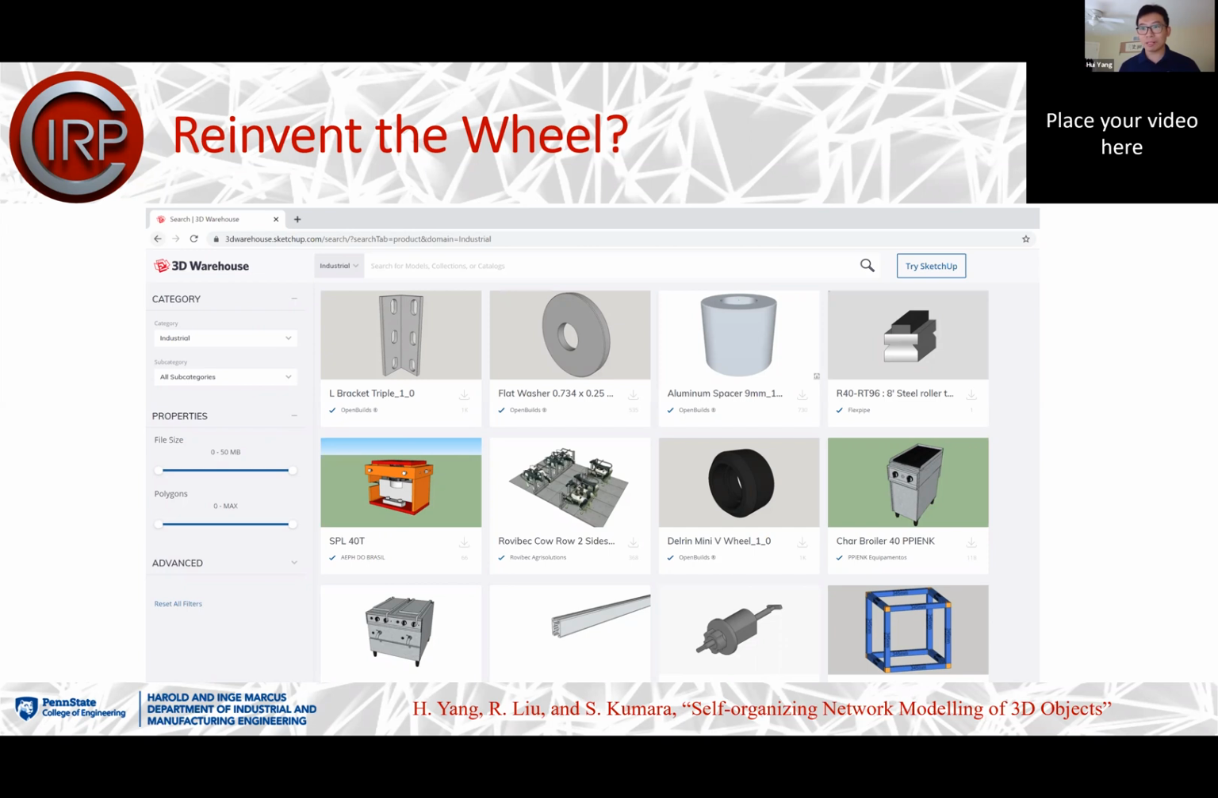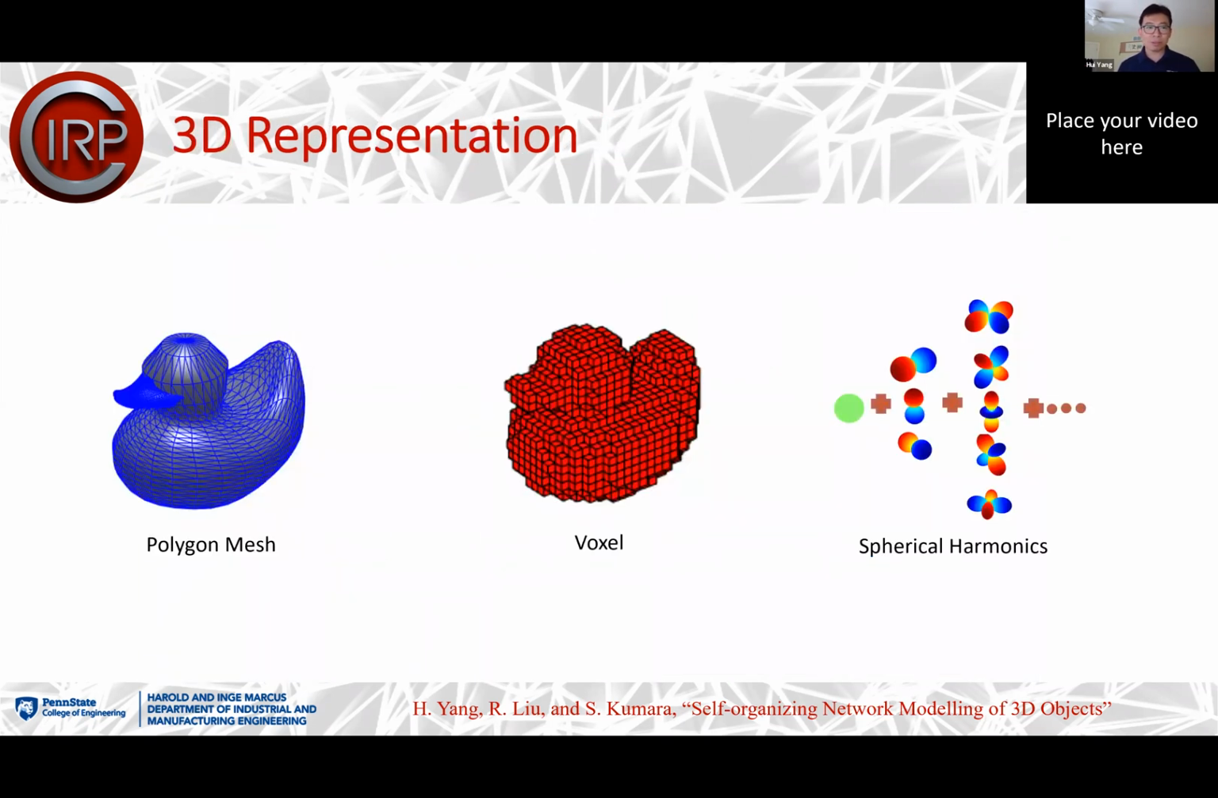So in order to do that, we need a 3D representation. So these are the different kinds of 3D representation. You can have a polygon mesh, and you can discretize them into voxels. And also you can use the spherical harmonics decomposition to decompose the 3D objects into different frequency and then calculate the spectrum in a particular frequency band. And then you can compare, right? So those are the different kinds of 3D representations.